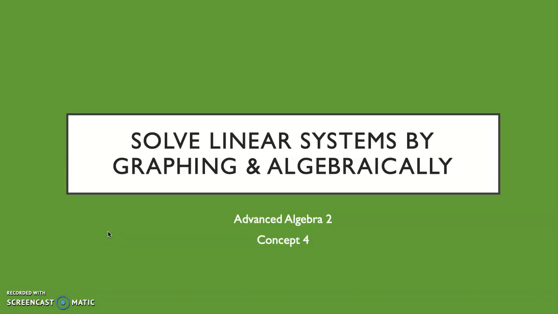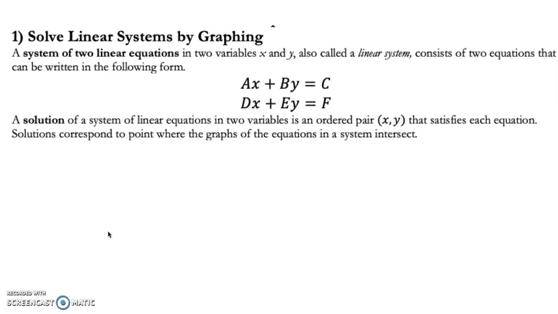Algebra 2, solve linear systems by graphing and solve algebraically. A system of two linear equations in two variables x and y is called a linear system, and it consists of two equations that are usually written in standard form, ax plus by equals c and dx plus ey equals f. That isn't always the case, but it is often.